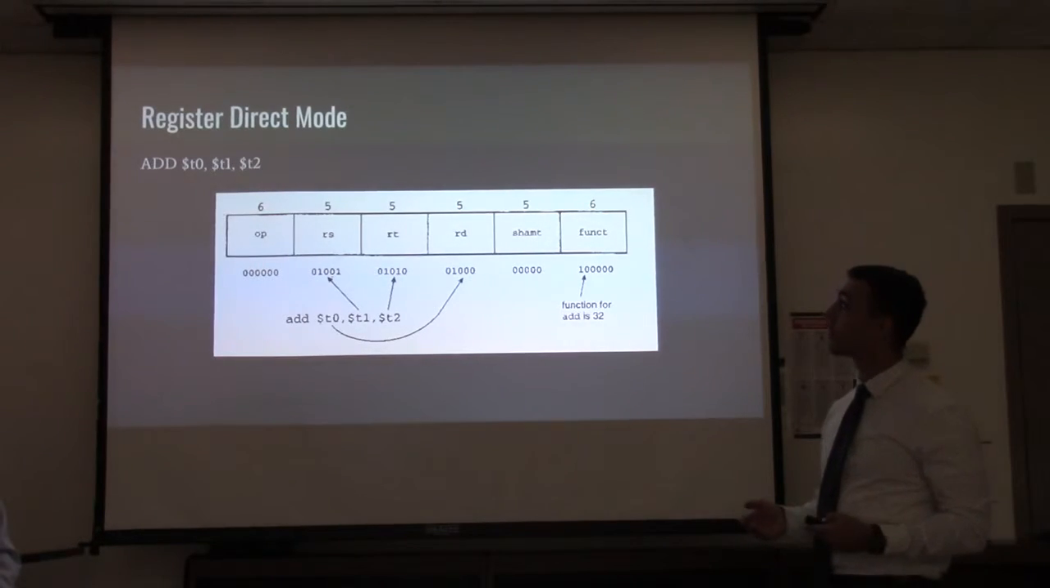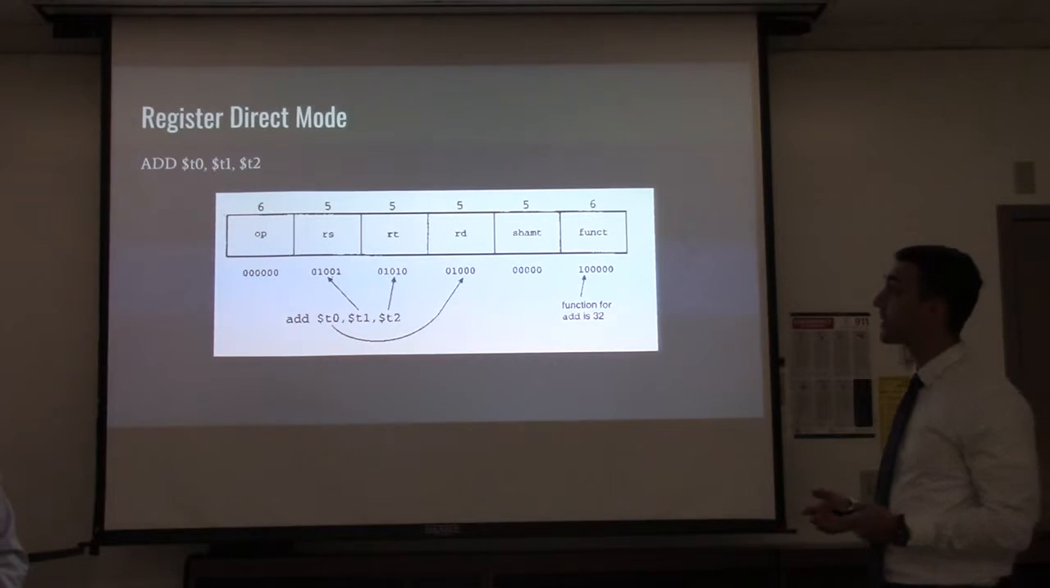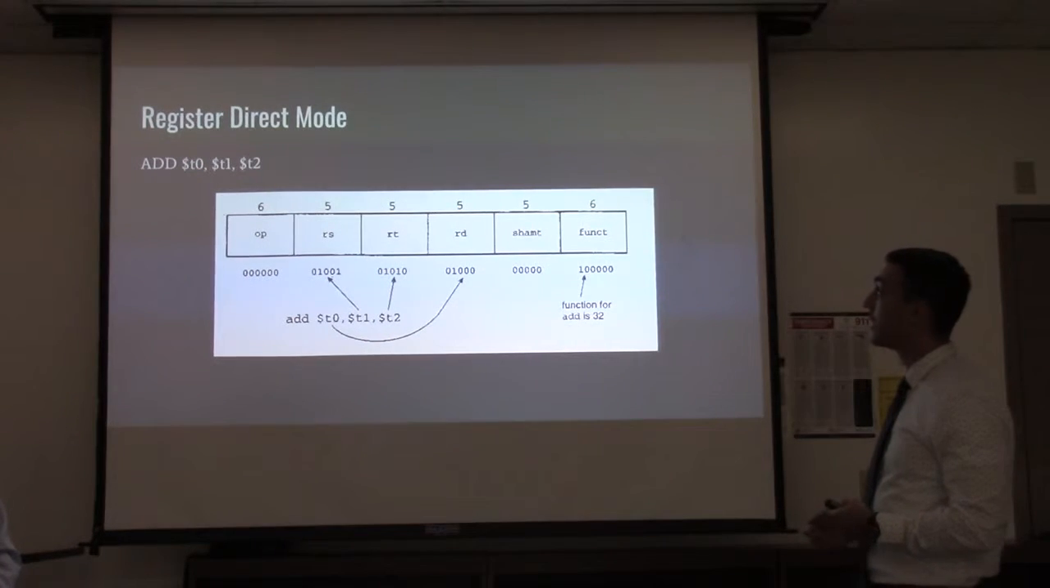Moving to register direct mode, this is more like R-type instructions. So for example, an add, you're adding a register to another register. So T2 and T1 are being added and stored into T0, as shown here. T0, T1, T2.